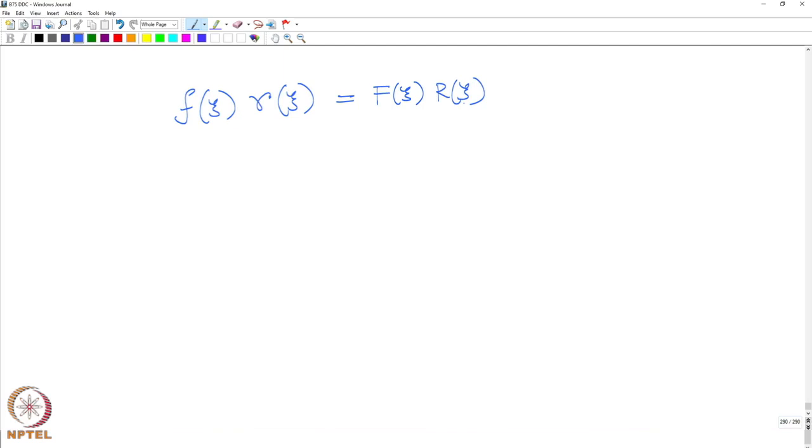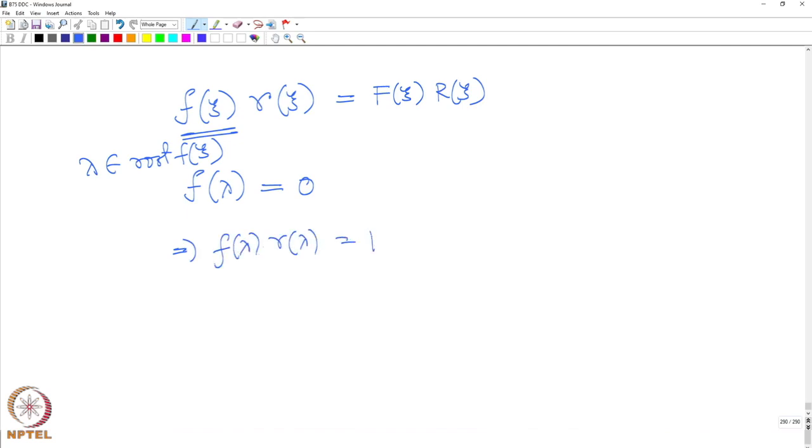But now notice, f(ξ) is, I am assuming, some polynomial, right? That polynomial will have some complex, in general, root. So suppose λ is a root of f(ξ). If λ is a root of f(ξ), then f(λ) is equal to 0. So in that case, f(λ) R(λ) equals capital F(λ) R(λ), which must be equal to 0, because this is equal to 0. But can this product be 0?